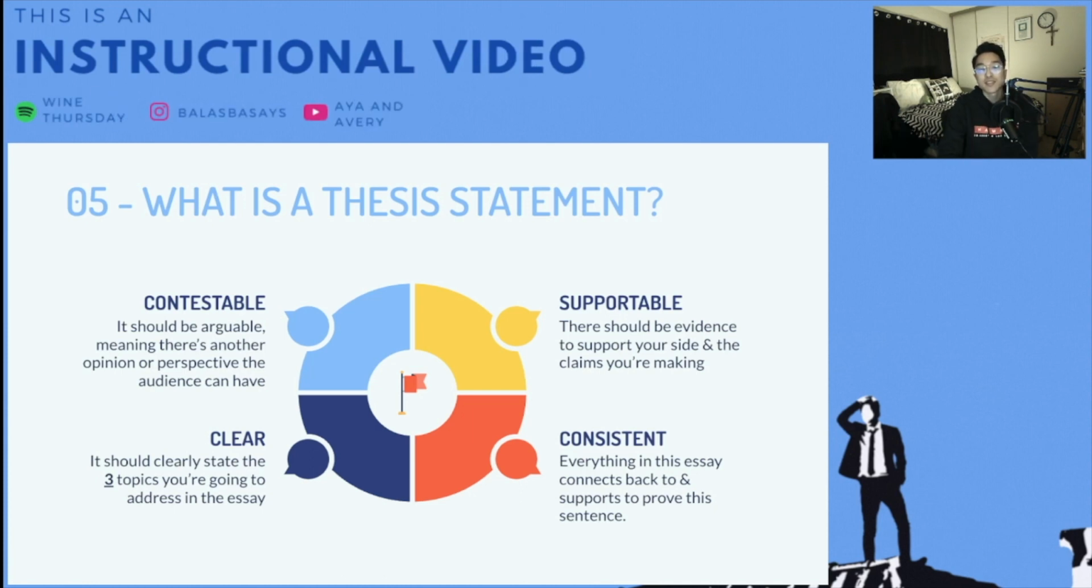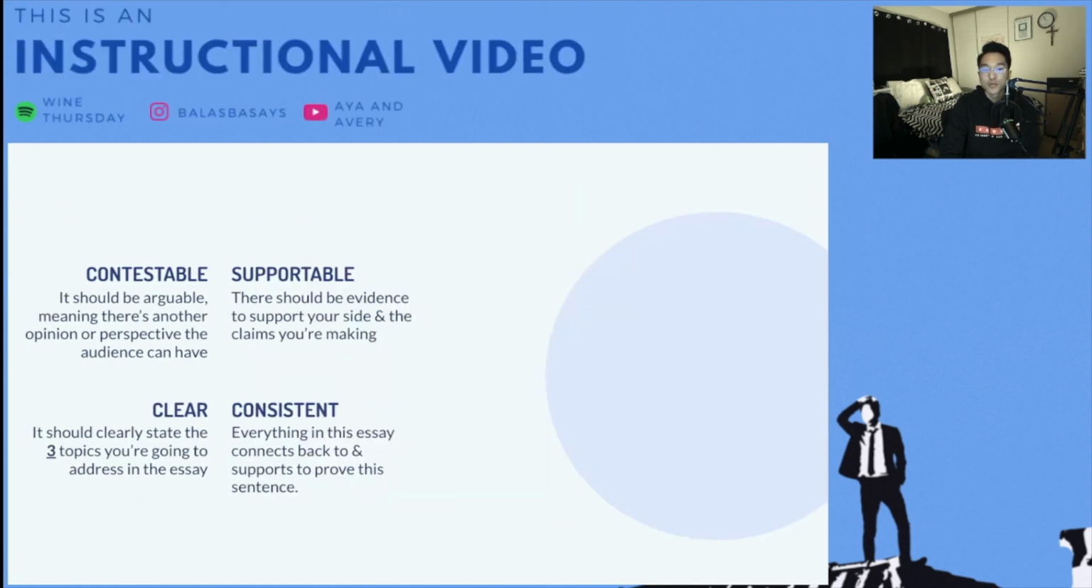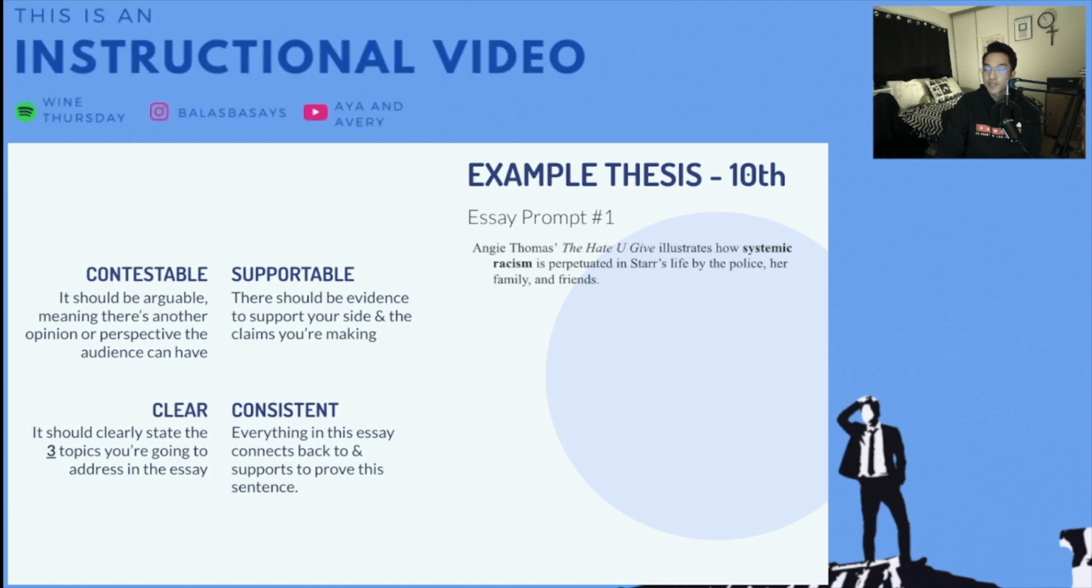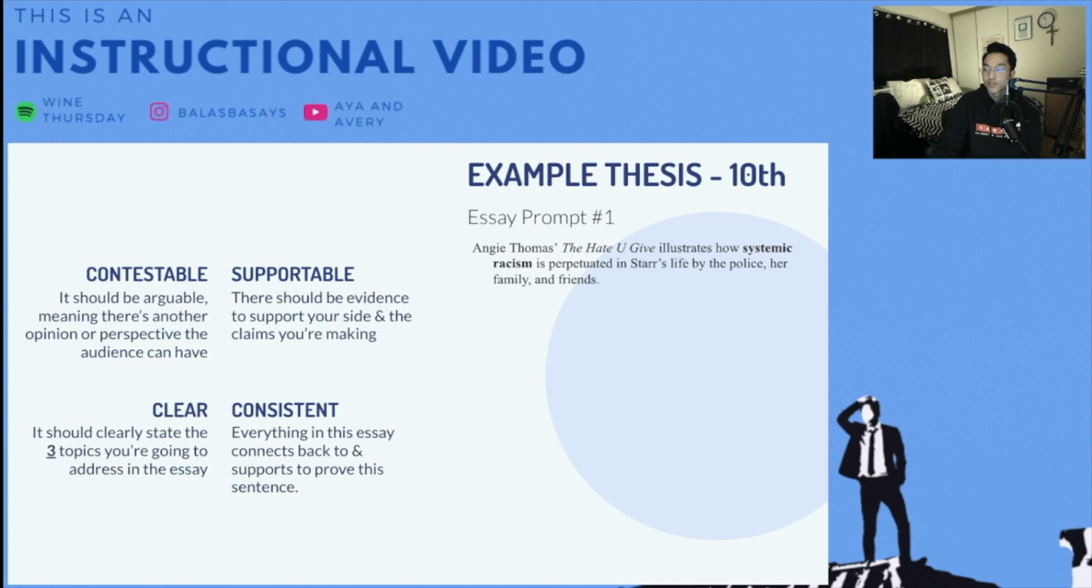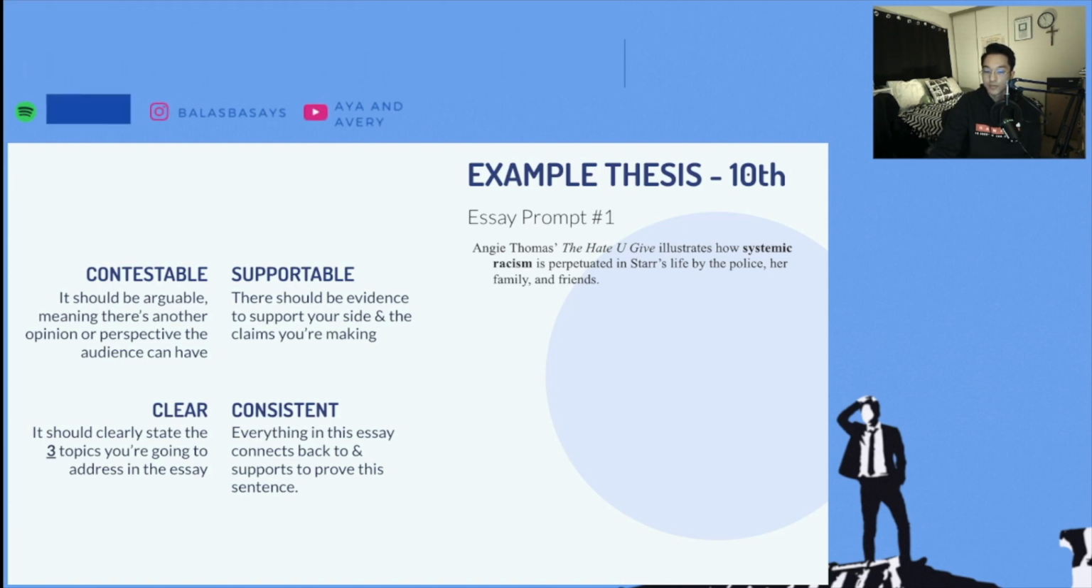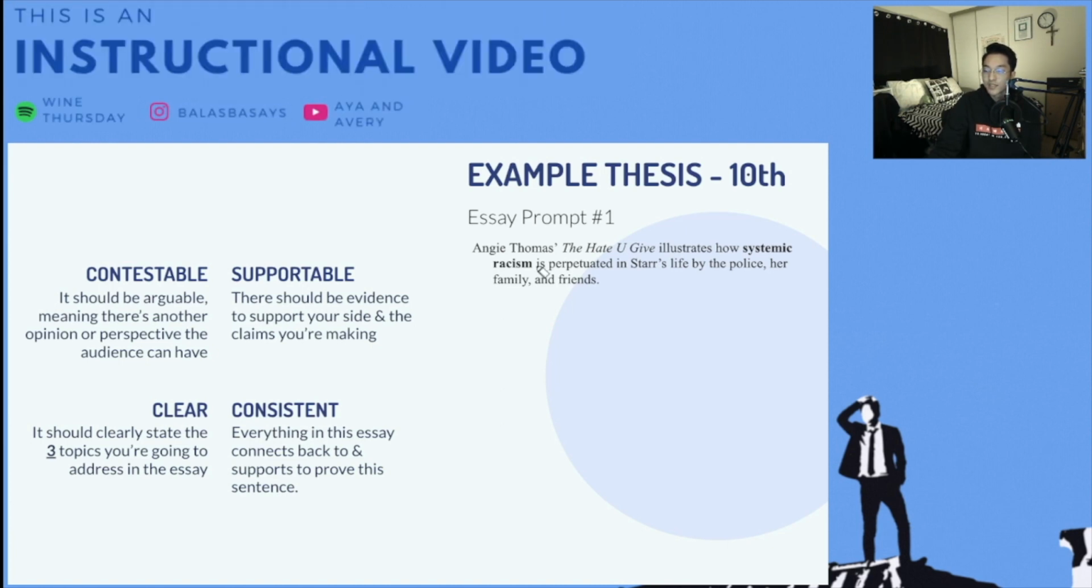So let's look at some example thesis statements from the essay prompts to see how they are contestable, supportable, clear, and consistent. So prompt number 1, Angie Thomas's "The Hate You Give" illustrates how systemic racism is perpetuated in Star's life by the police, her friends, and family. How is it contestable? This person is claiming that systemic racism is perpetuated by the police, her friends, and family. So that's something that someone can argue, right? Someone could disagree and say, no, they don't do that.